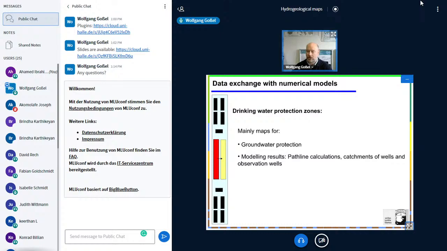So, data exchange with numerical models in terms of drinking water protection zones. The maps are used on the one hand to outline drinking water protection zones, considering the groundwater protection, the groundwater vulnerability. So this is one big input for the unsaturated zone, and for the saturated zone it is most important to calculate path lines and to visualize them in the GIS. This is also necessary by now with this big discussion about nitrate, for the observation wells, the nitrate monitoring wells here in Germany.